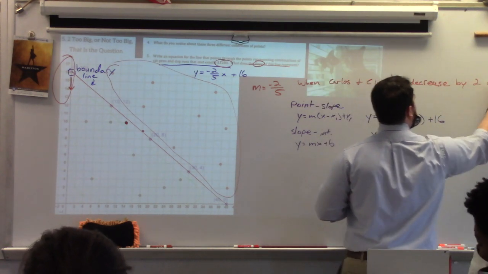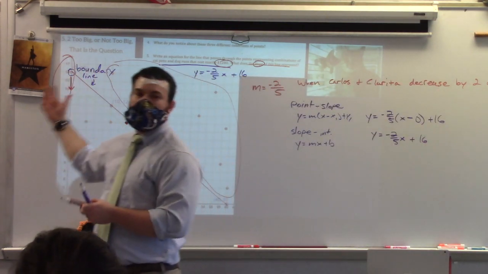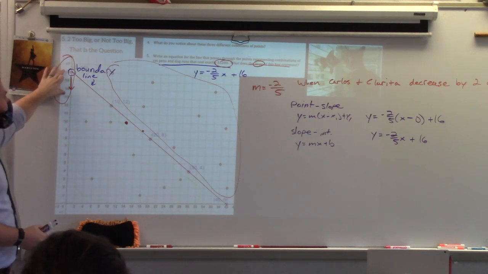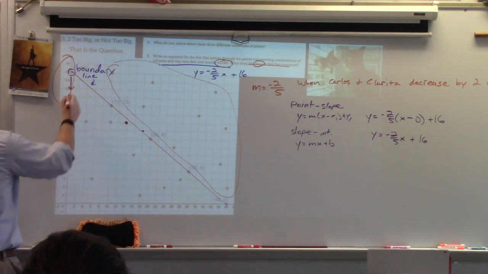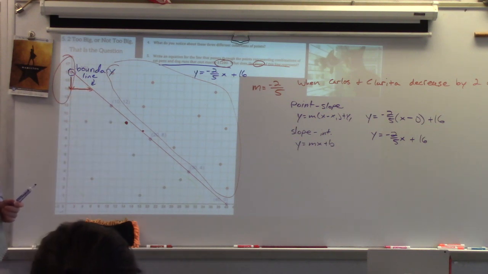by 2 dogs, notice how I'm bringing in the context and I'm paying attention to what the axes represent. The y-axis is the dogs, so when I go down 2, it's down 2 dogs. Well, when I go down 2 dogs, what's also happening? The line gets smaller.